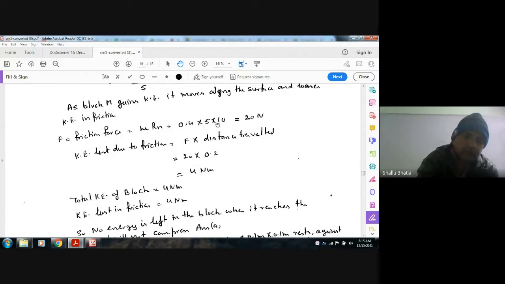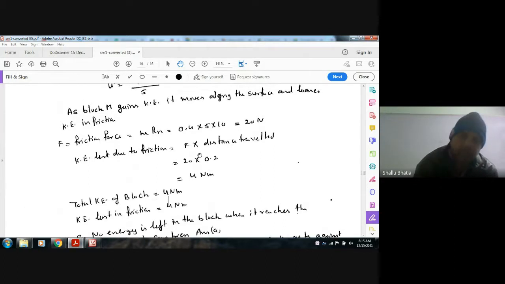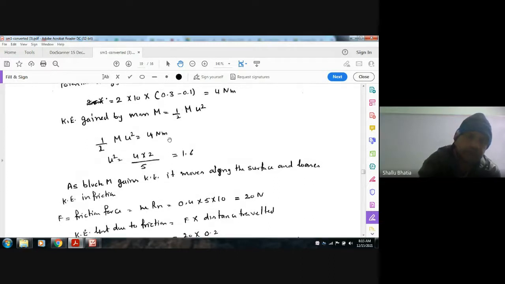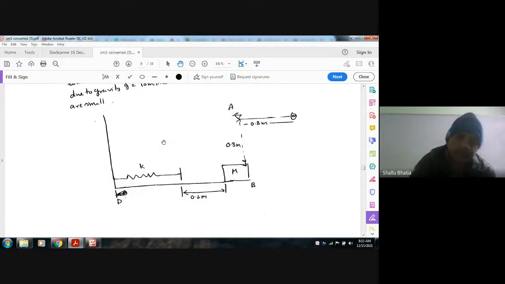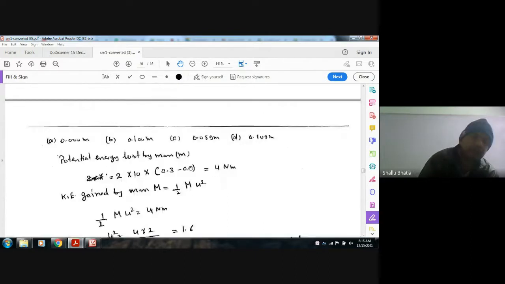So this loss in energy due to friction will be equal to 4 Newton meters. But the energy the mass initially has is also 4 Newton meters. So the energy of the mass is 4 Newton meter and the energy lost is 4 Newton meter. So all of the energy is lost from B to this point, and no energy is left to compress the spring. So the compression of the spring will be zero.